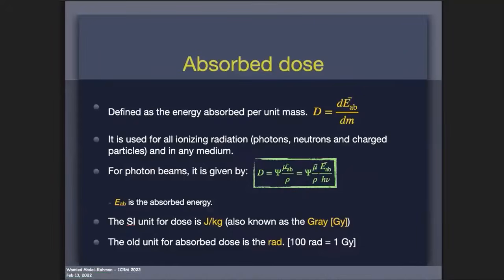Absorbed dose, of course, this unit, very interesting for us, is defined as the energy absorbed per unit mass, equals E absorbed over M, and it's used for all ionizing radiation, photons, neutrons, charged particles, whatever. And it's also defined for photons as the fluence multiplied by the mass energy absorption coefficient for that medium and for that photon beam. And the SI unit for the dose is joules per kilogram, also known as the gray, but it had an old unit, which is called the rad. And 100 rad is equal to 1 gray.